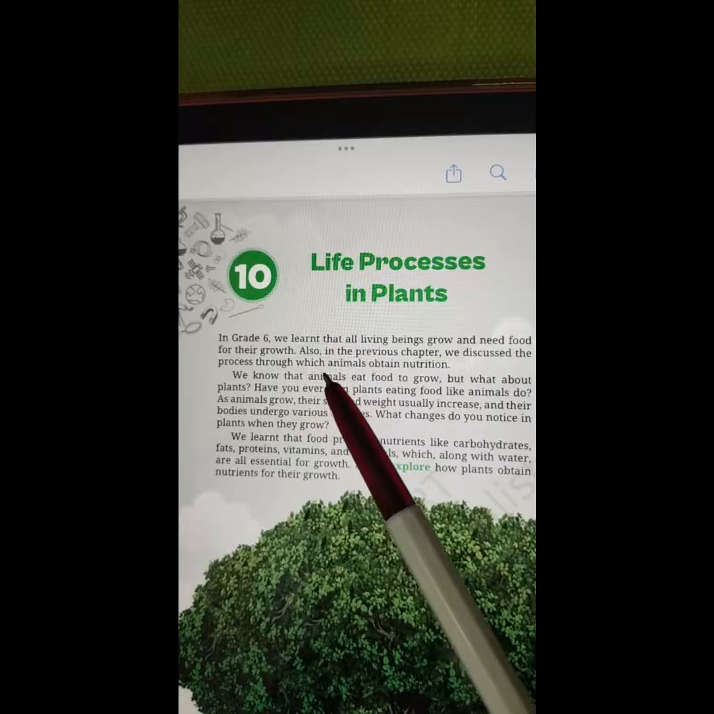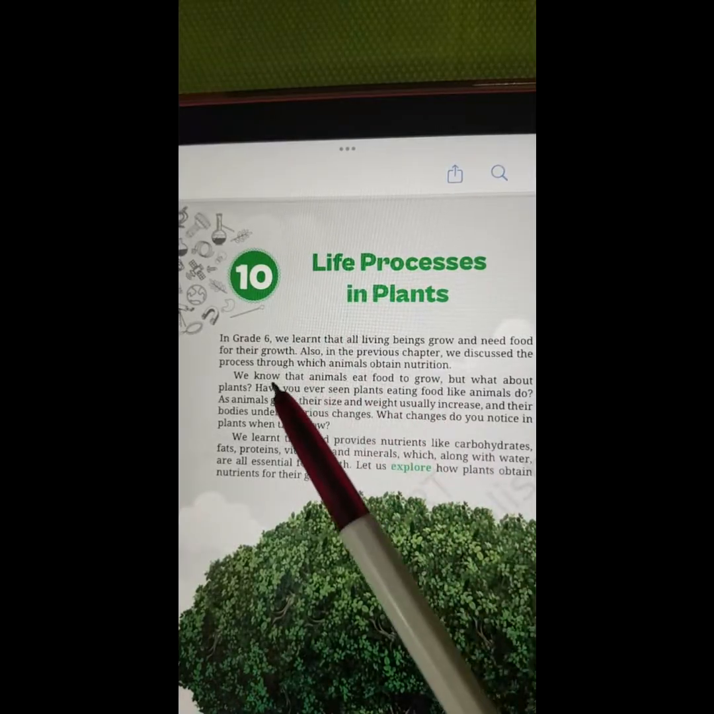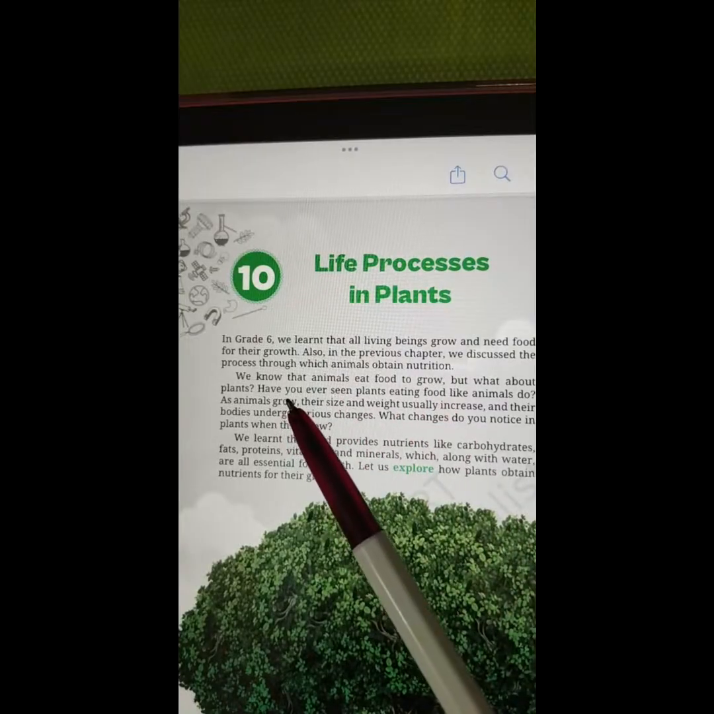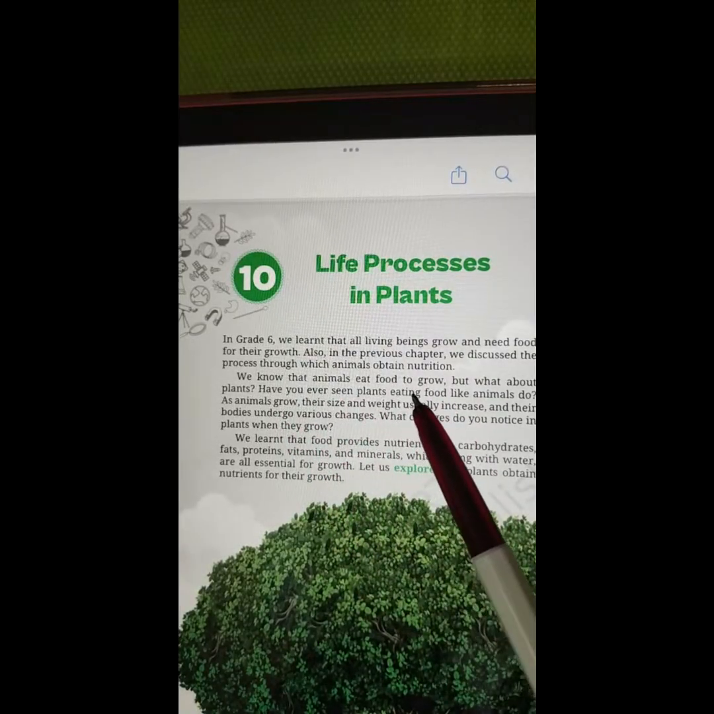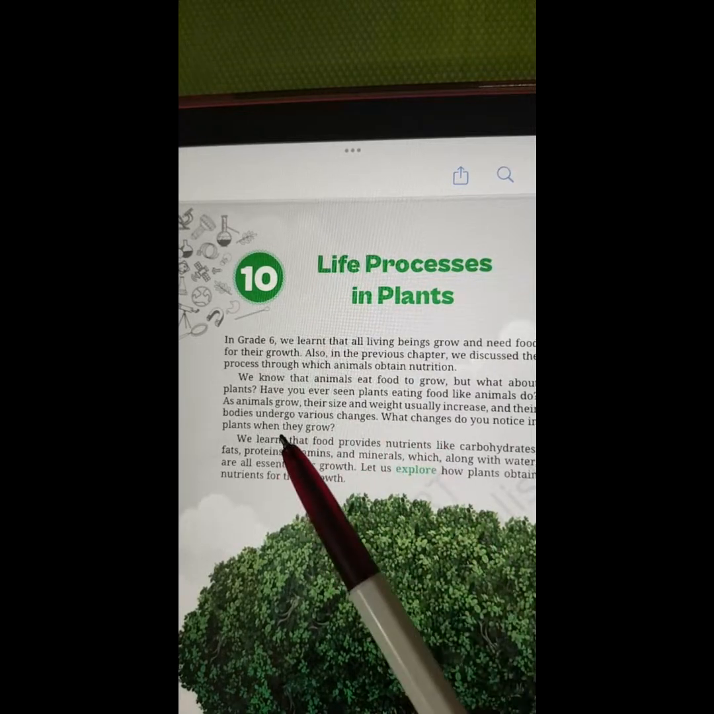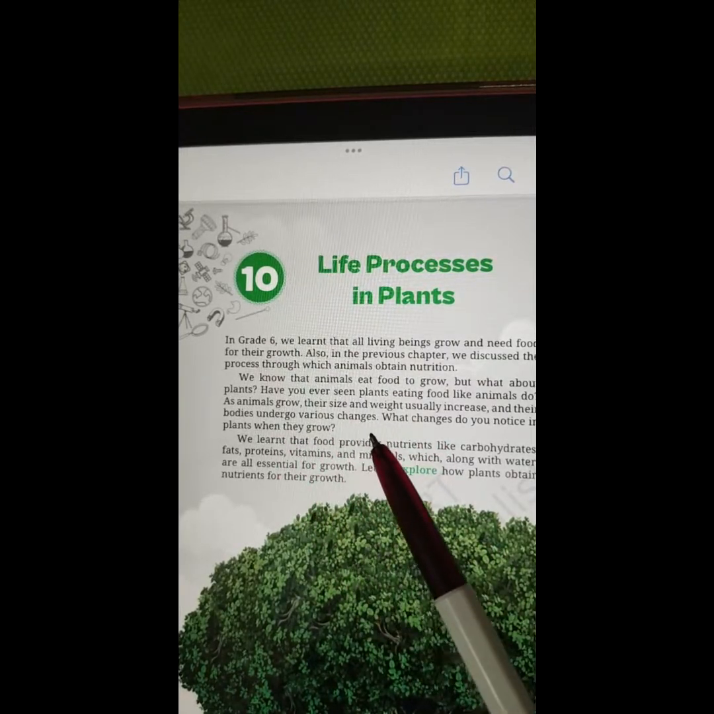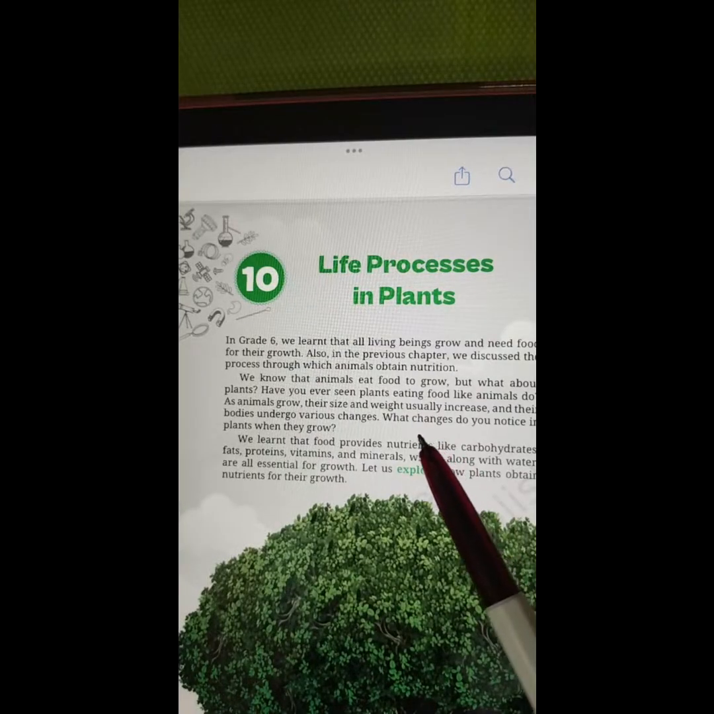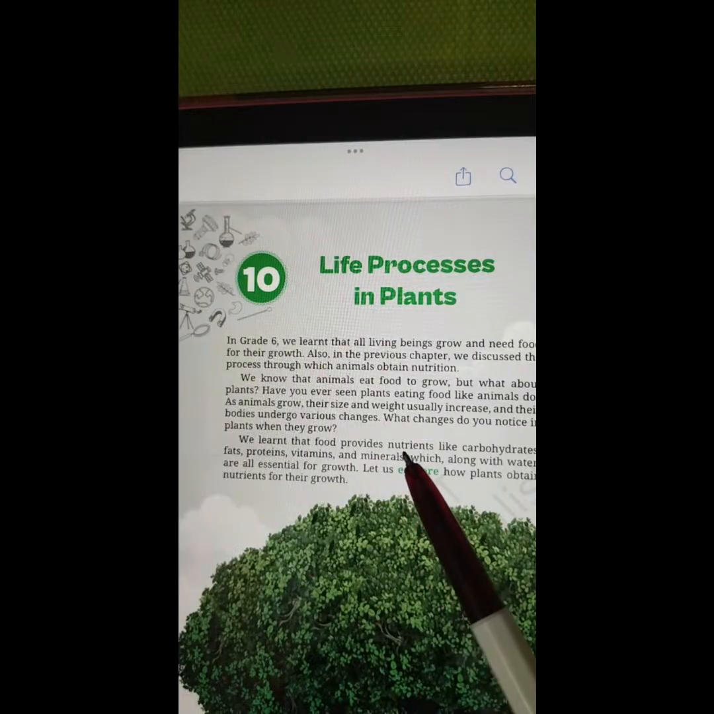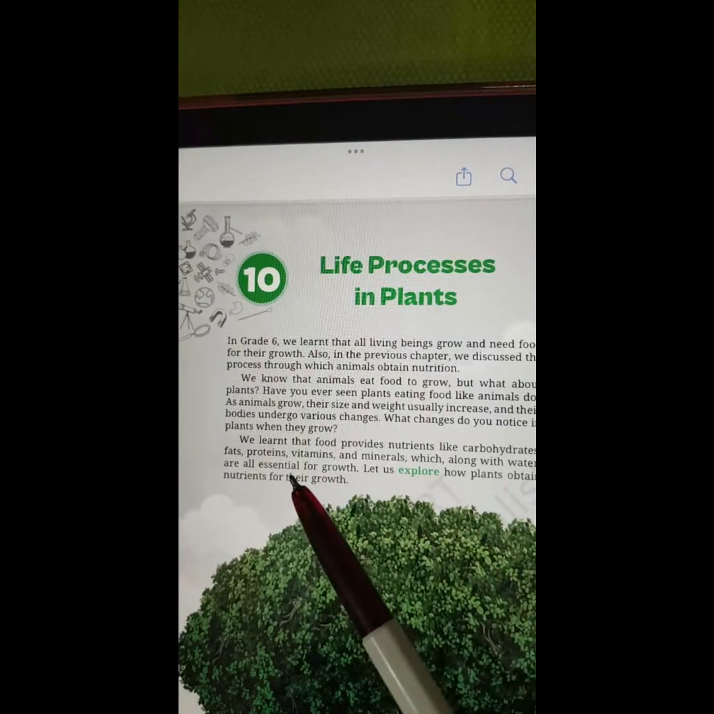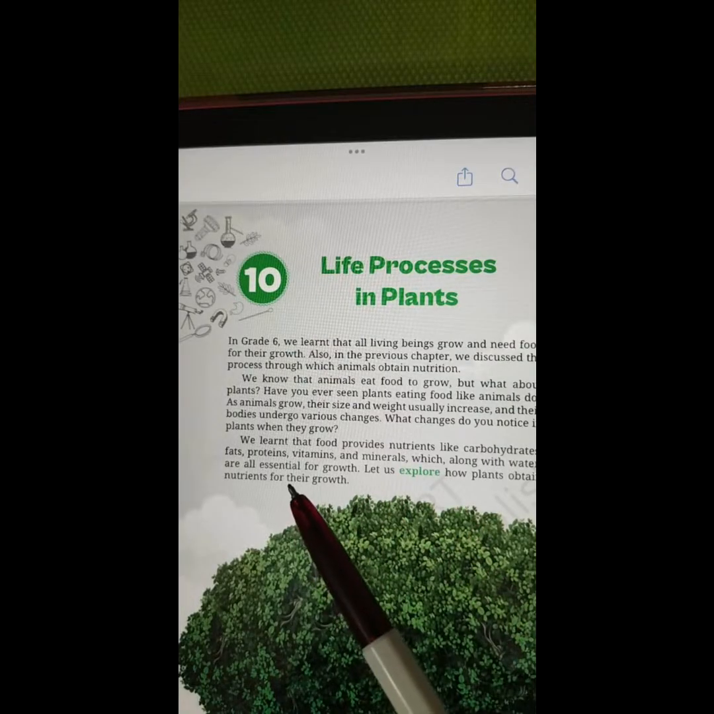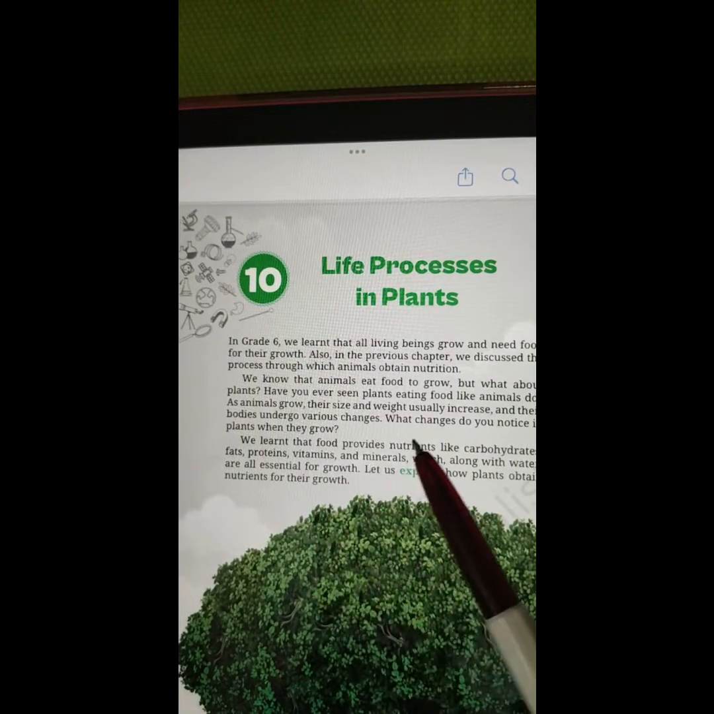In grade 6, we learned that all living beings grow and need food for their growth. Also, in the previous chapter, we discussed the process through which animals obtain nutrition. We know that animals eat food to grow, but what about plants? Have you ever seen plants eating food like animals do? As animals grow, their size and weight usually increase and their bodies undergo various changes. What changes do you notice in bodies in plants when they grow?